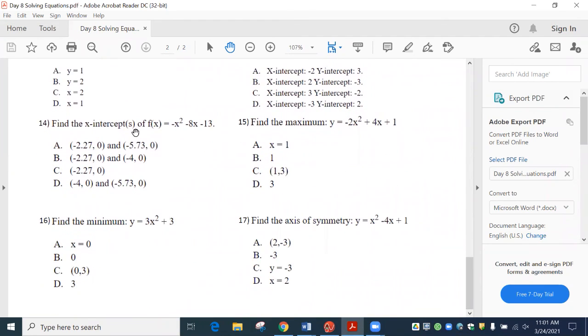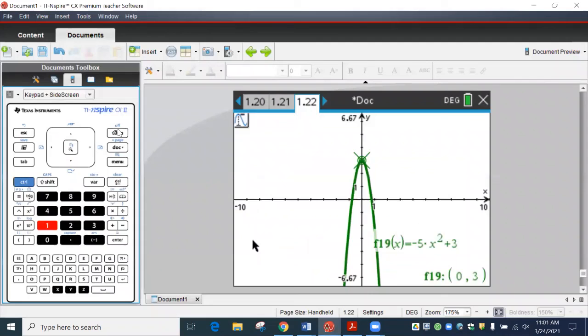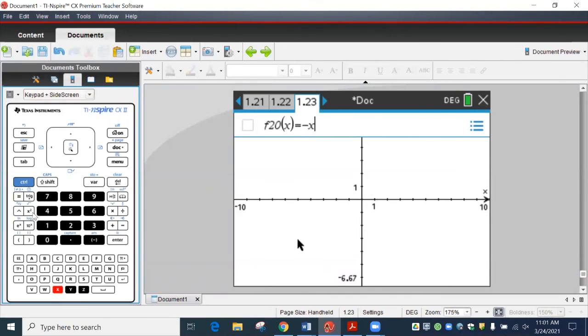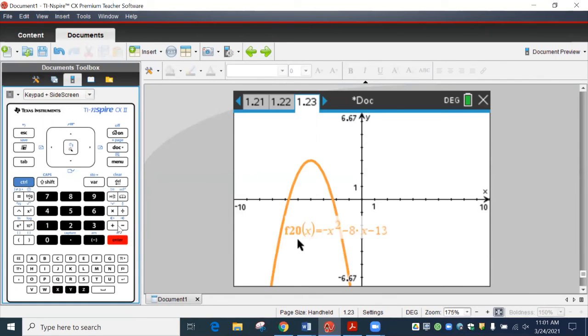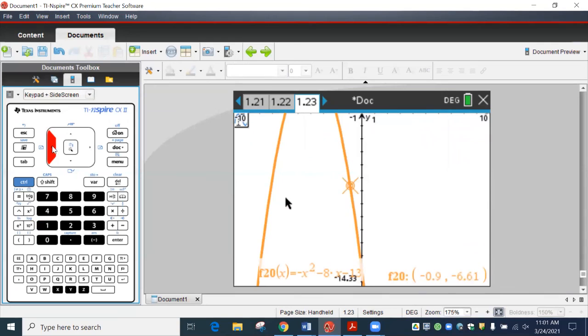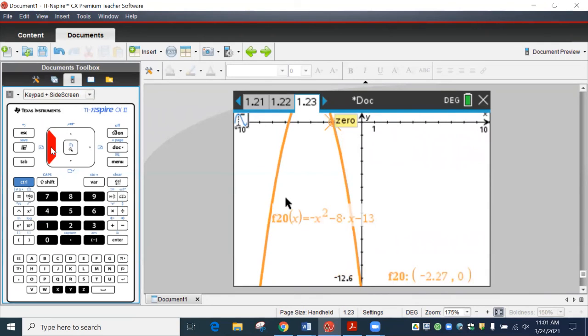All right, so once again, x-intercept. So they give us an equation, we got to go type this in. X-intercepts is where it touches the x-axis. We got negative x squared minus 8x minus 13. All right, so you can see it touches here and here, but I can't tell exactly where it's at. So we're gonna have to hit menu 5-1, go up to our x-axis.